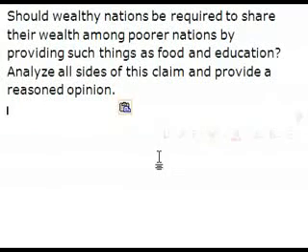Okay, now this is a little bit different. Should wealthy nations be required to share their wealth among poorer nations by providing such things as food and education? Analyze all sides of this claim and provide a reasoned opinion. Now this question is different than the first two, in that it is telling us specifically what we are to do.